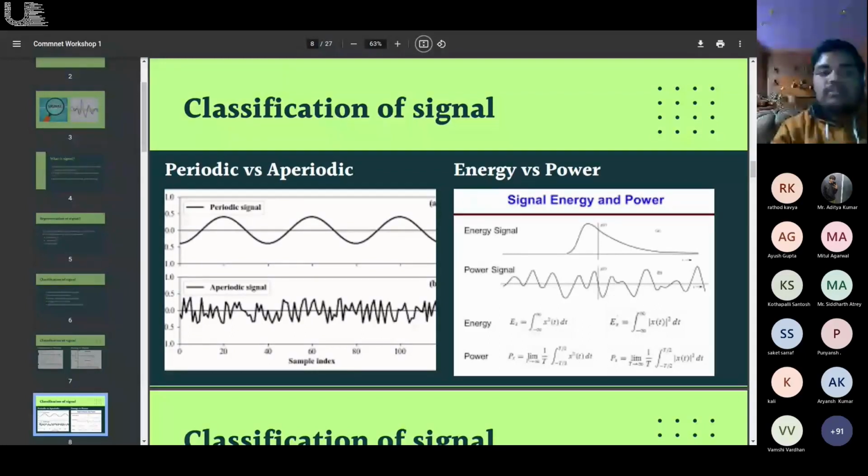Any response? So let me say again. Suppose we are considering a sinusoidal signal, so it is a periodic signal, right? Just respond yes or no if anyone is understanding. Yes, Bhaiya.